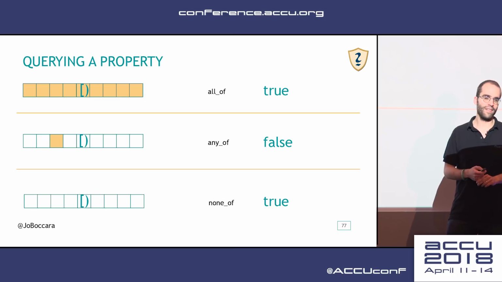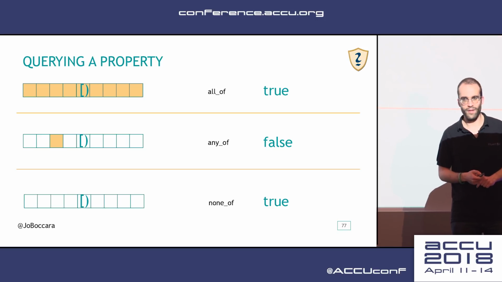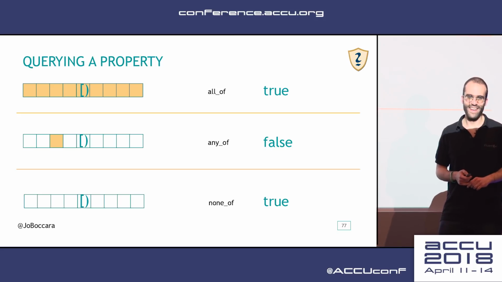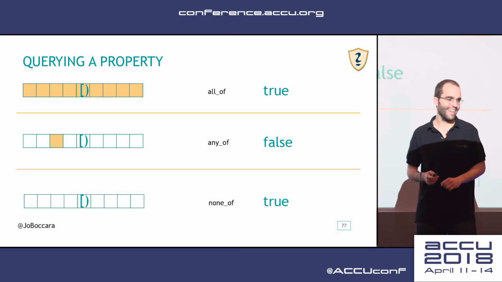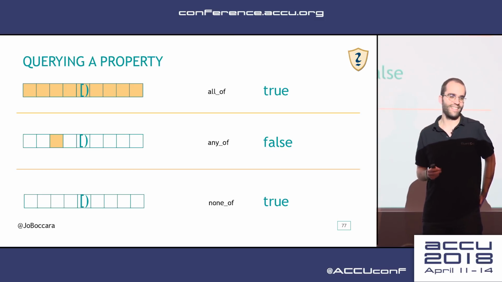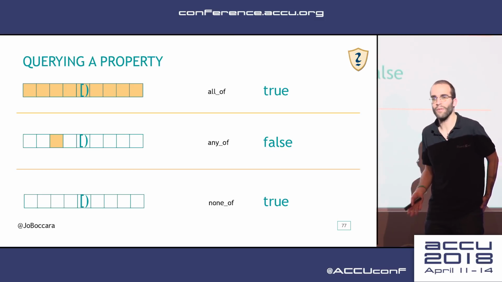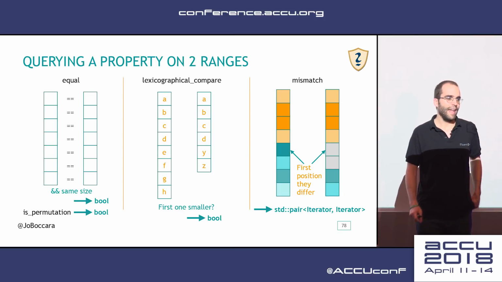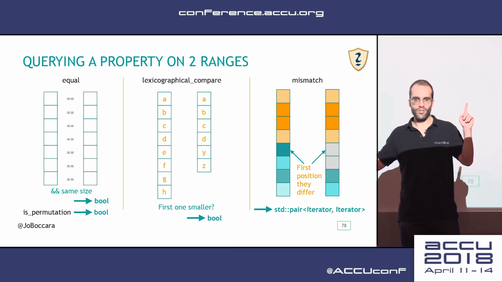Now, what if we pass an empty range to any_of? What does it return? True? False? One of you is right. That's false, because it's not true that there's at least one that satisfies the predicate. And what if we pass an empty collection to none_of? That's true.